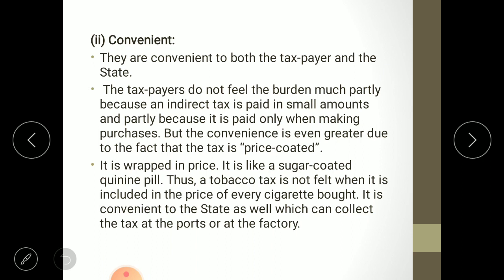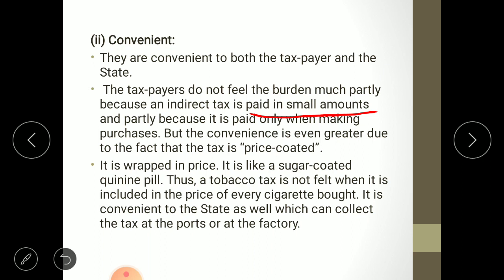The taxpayer does not feel the burden much, partly because an indirect tax is paid in small amounts and partly because it is paid only when making purchases. But the convenience is even greater due to the fact that the tax is price quoted. See, three reasons are given here for why indirect taxes are convenient. First of all, the taxpayer does not feel much burden, partly because indirect tax is paid in small amounts.